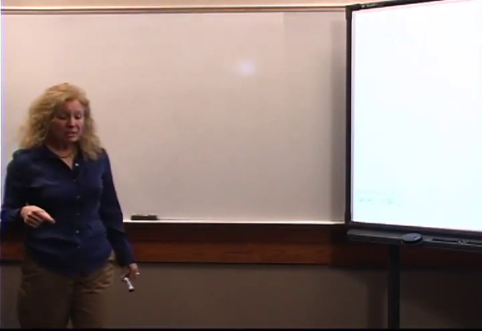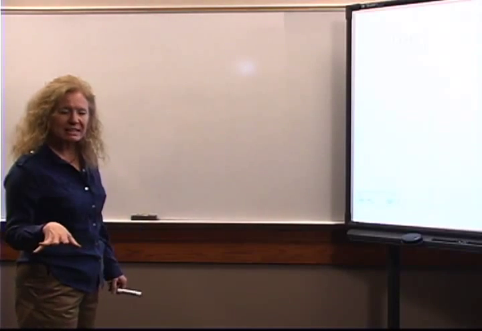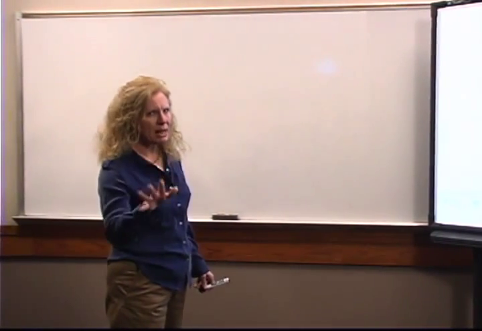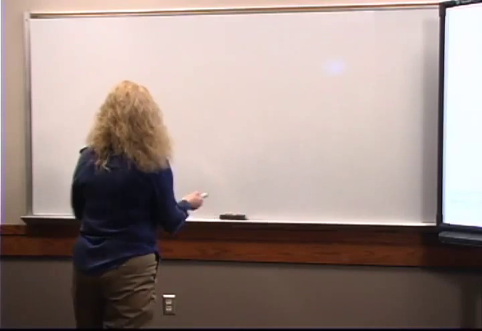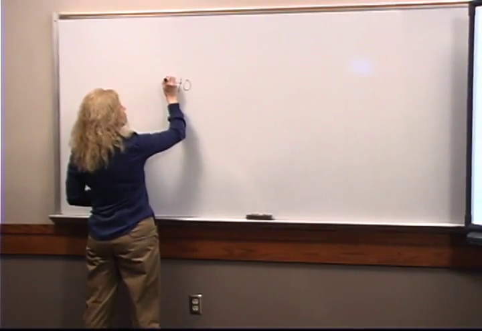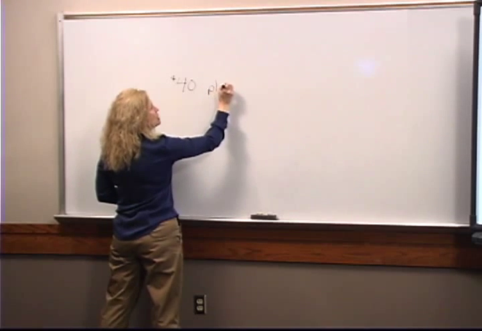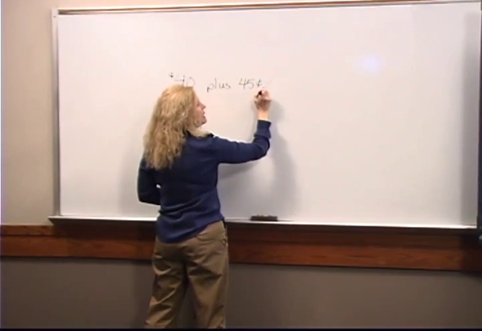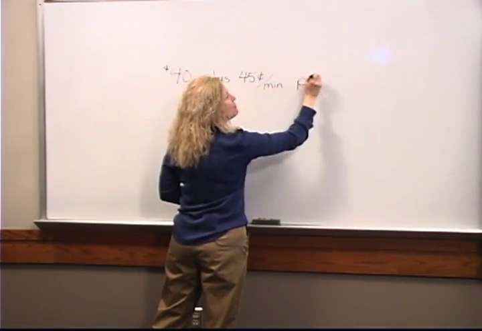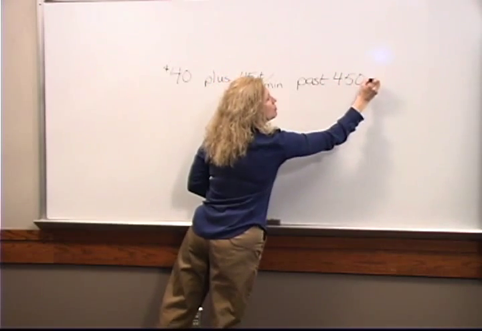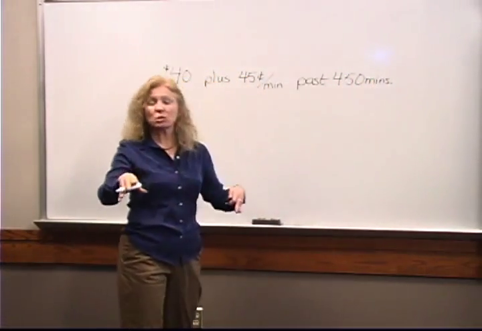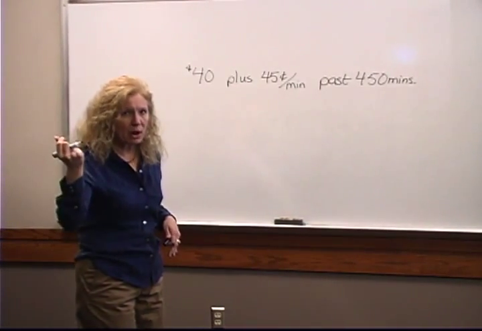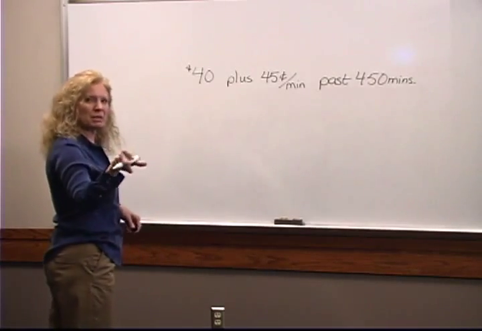In fact, I often encourage you, when you're having trouble writing these equations, let's turn on our common sense and just play with the problem for a minute. Okay? Essentially, we're going to say it's $40 plus 45 cents per minute past 450 minutes. And this is for a month. So this is what we're dealing with. So it's too hard to just spit out an equation with x. How about if we think about some numbers?